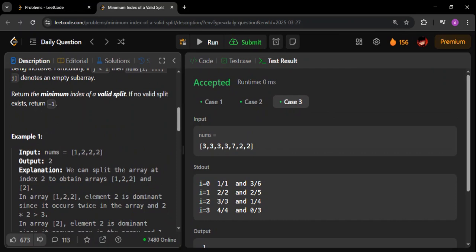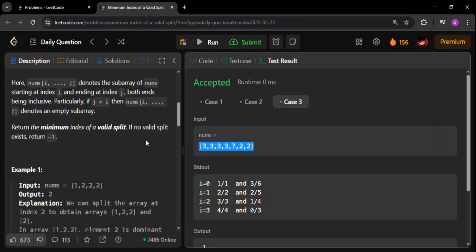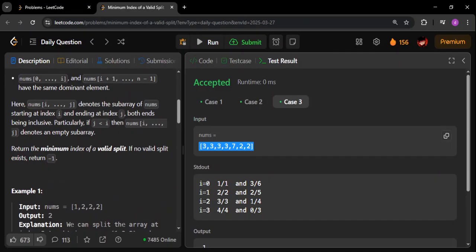For the example, the first thing that you have to do is find a mechanism to find the dominant element. When I say the dominant element, I mean in the whole array, not just a subarray initially. Dominant element means more than half of the array will be part of that.